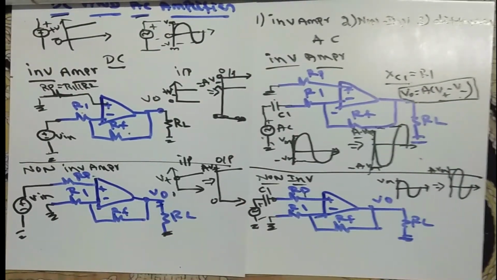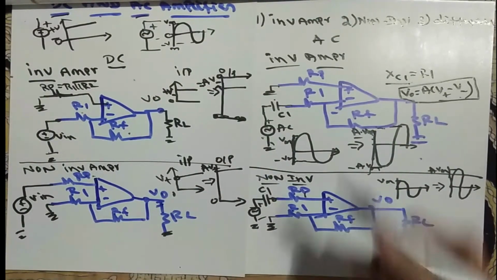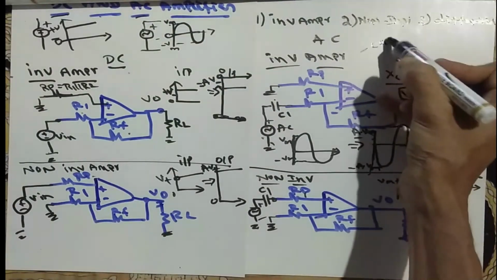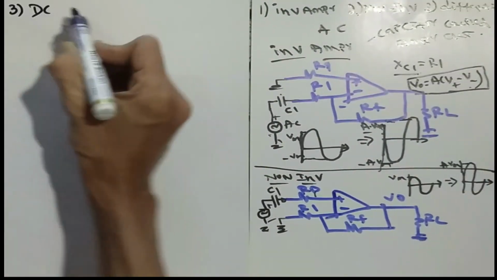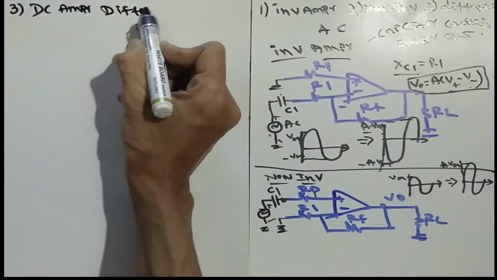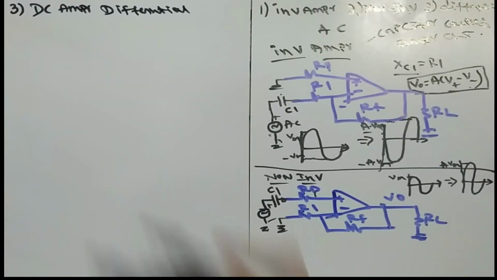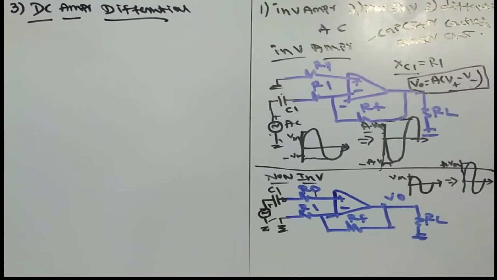Just remember one thing in the circuit portion: the capacitor you are adding when we are using an AC circuit is also called a coupling capacitor. The third circuit we will discuss is the DC amplifier as a differential amplifier. Differential circuit means we are giving both the non-inverting and inverting points as inputs. Here we are doing a DC amplifier, so we can give a DC input.